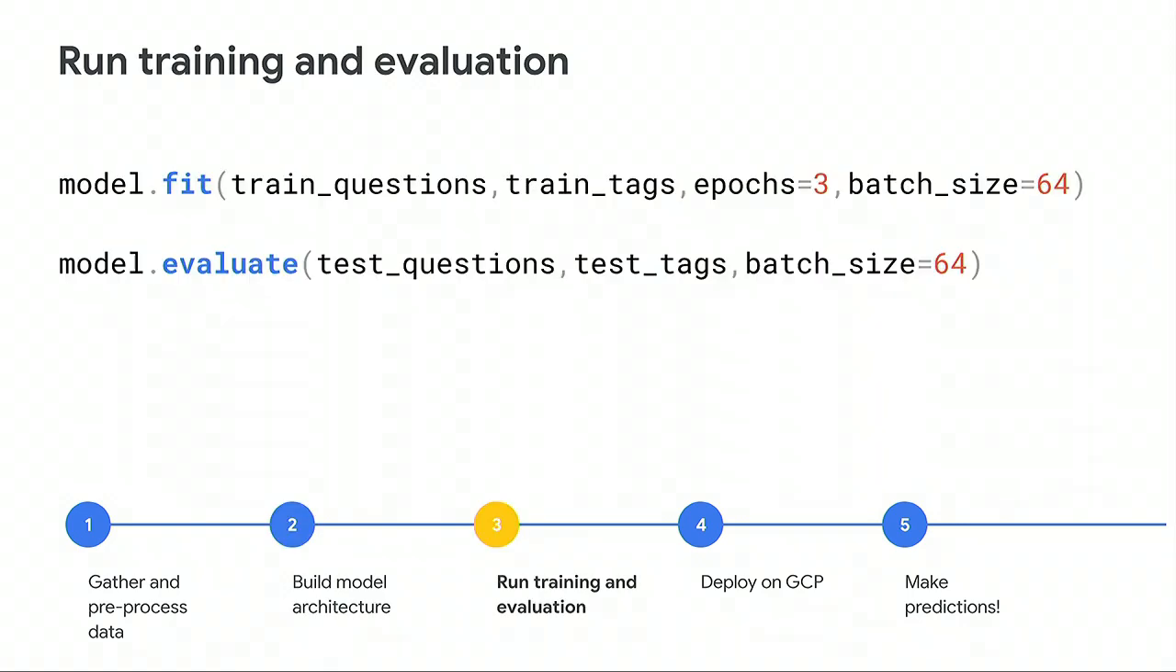So running training and evaluation in Keras is pretty straightforward. We call model.fit. We pass it our train questions encoded as bag of words, our train labels. We're going to run training for 3 epochs. This means that our model will iterate over our entire data set 3 times. The batch size is 64, which means that our model will examine 64 elements from our data set at once before it updates the weights. And then to evaluate our model on our test data, on data that it's never seen before, we just call model.evaluate. We pass it our test questions, our test tags, and the batch size.